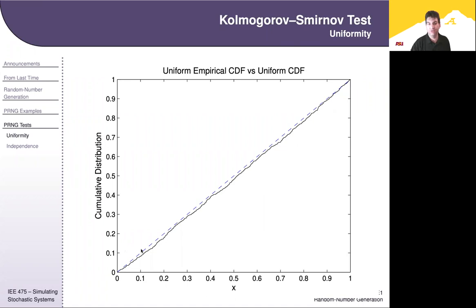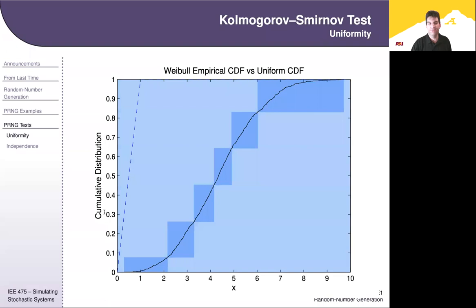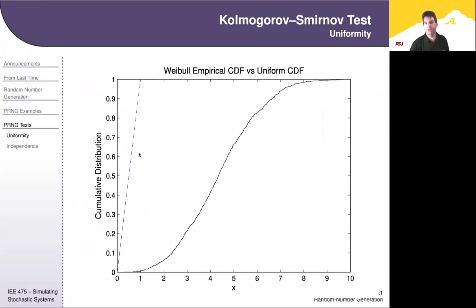As a contrast, if I were to draw numbers from a Weibull distribution and sort 1,000 of those numbers, then this black squirrelly line is what I would get, where all of the sorted numbers are on the x-axis and their rank in the sorting is on the y-axis, again divided by 1,000, just to make it between 0 and 1. And this S shape is very far away from this diagonal shape, which would be the expected shape if they were uniformly distributed between 0 and 1.